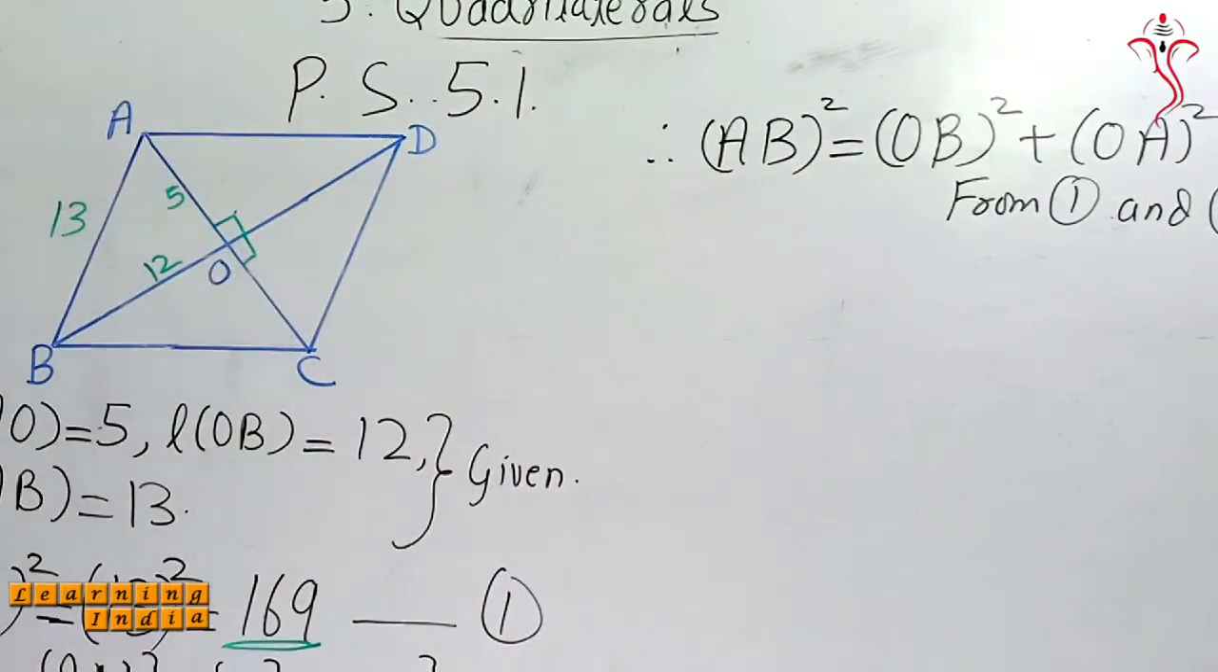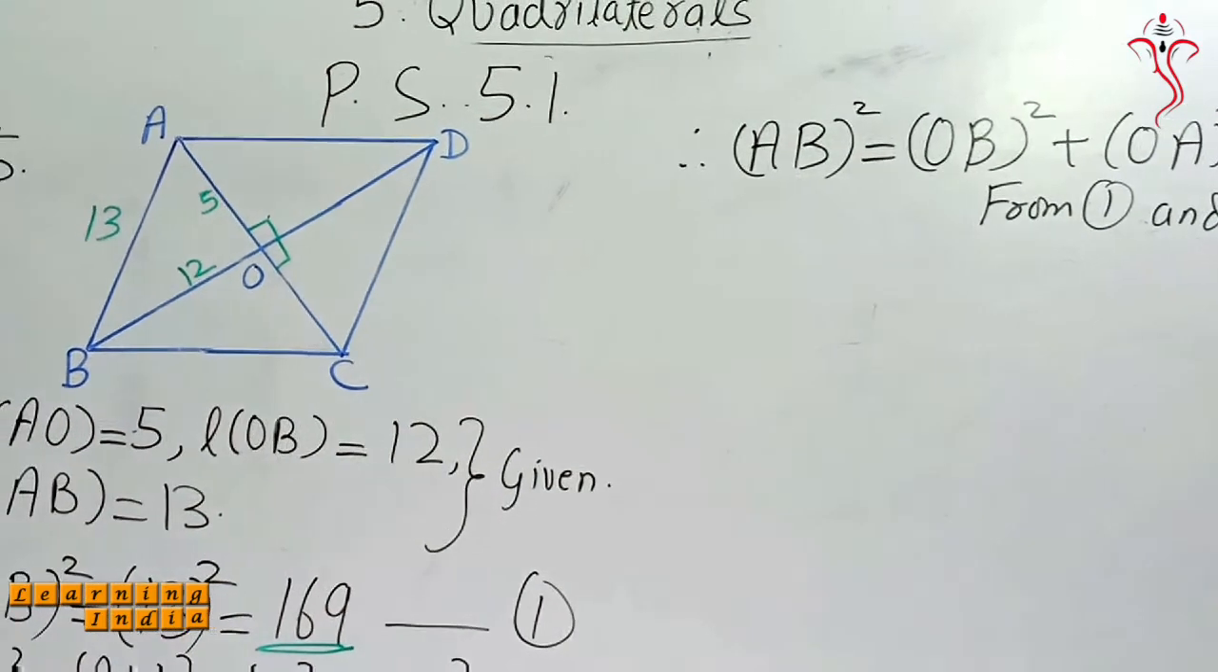Correct? AB square is equal to what? OB square plus OA square. We are getting the reason from 1 and 2. That is the reason you have to write down. Correct? See our reason number 1.